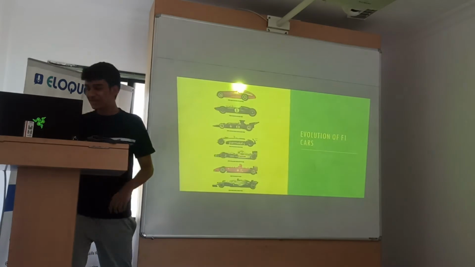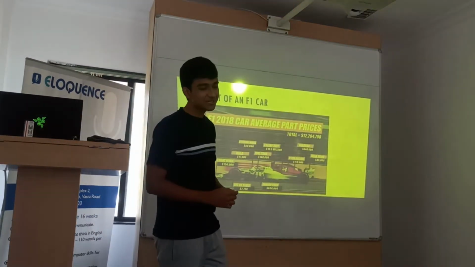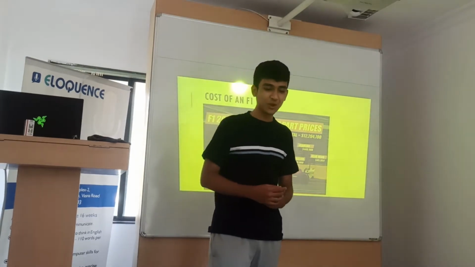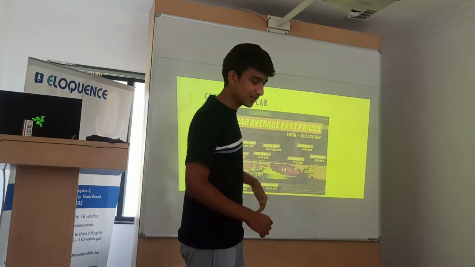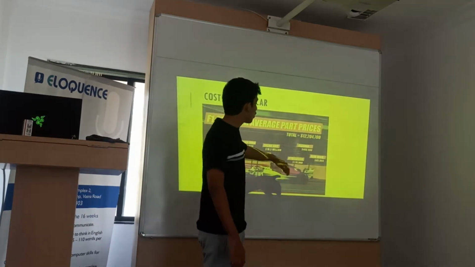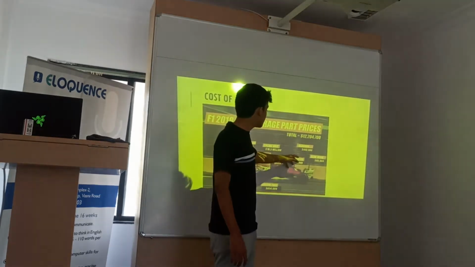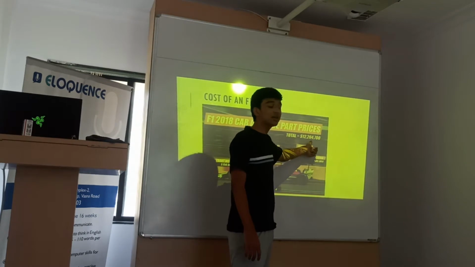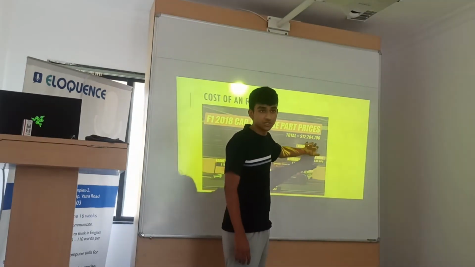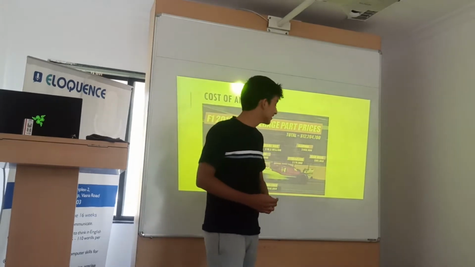Now let's look into something a little bit more fun: the cost of an F1 car. Now Formula 1 is not a very cheap sport. It is not very easy to get into because it is all about money and money. The average cost of a Formula 1 car, this is 2019, it has become even more expensive now. But the average cost of an F1 car in 2019 was $12,200,000 for a single car. Let's not talk about what would happen if the car crashes.